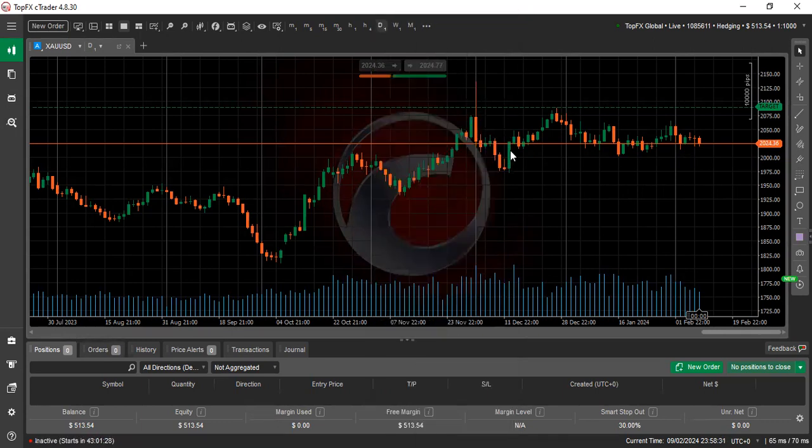And this cTrader has more advanced features as compared to the previous ones, the existing one that we have. It has a lot of advanced features.